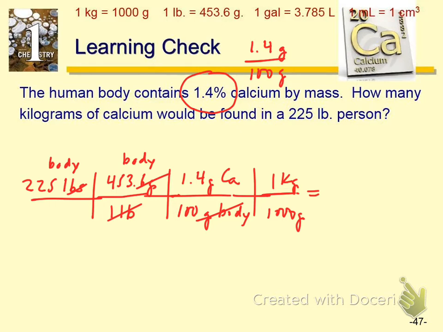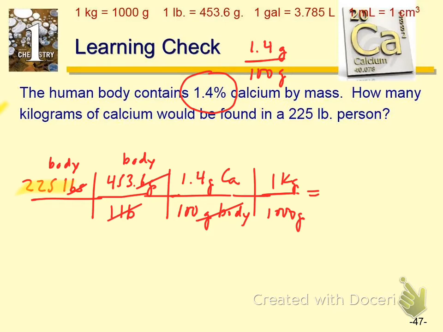What does that come out to be? I heard 1.4. Is that what I heard? 1.43. So now let's look at our significant figures. 225.3. Okay? 453.6, that's a conversion, okay?